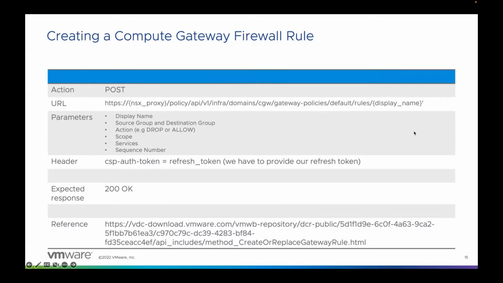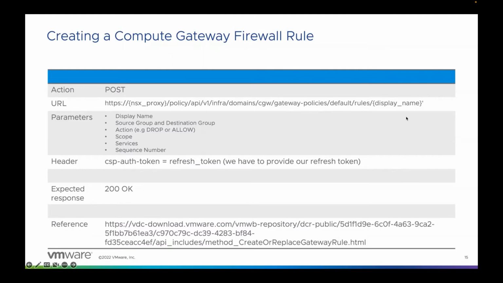We need to have that NSX reverse proxy URL, and we're going to capture a display name from the user. What do they want to name this compute gateway role? It's going to be a post, just like creating the segment. So posts, obviously, or puts create, gets just grab information. So we're going to be putting and creating this compute gateway role.